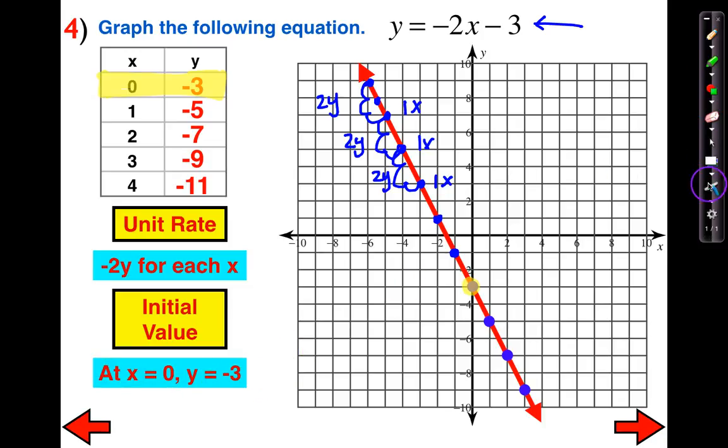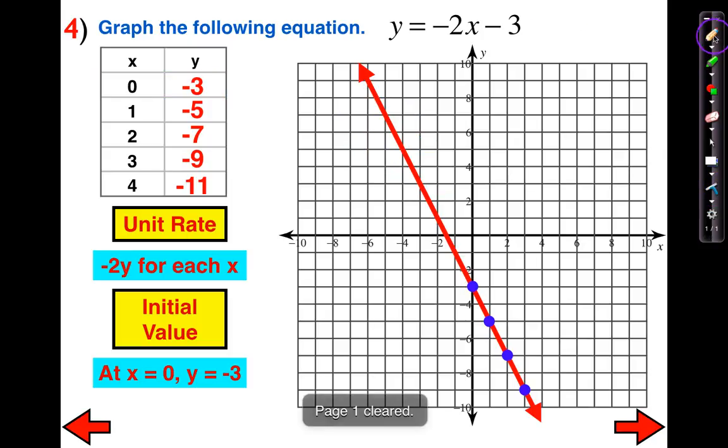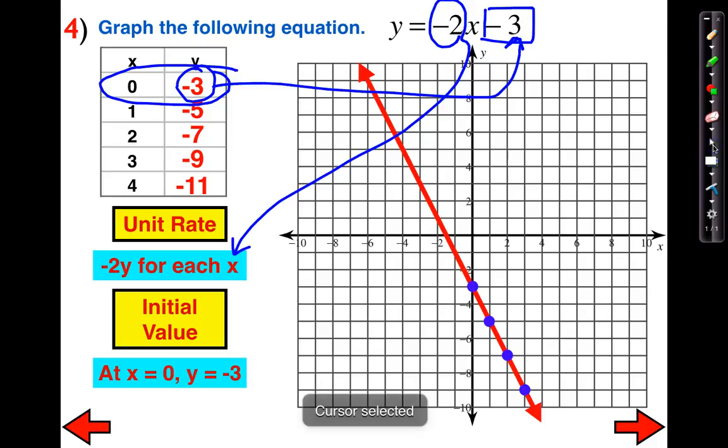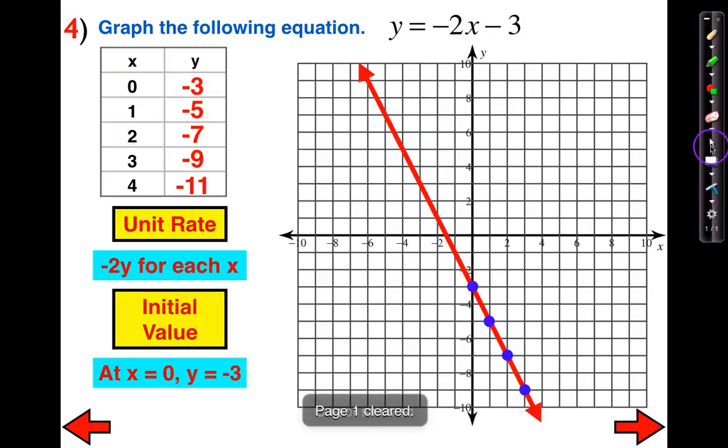But once more, let's go ahead and make those connections. Here, our unit rate is represented here in our equation. It's the numerical value. As for our initial value, this -3 can be found here in our equation. So hopefully you're starting to see the patterns a little bit better and seeing those connections. So we're just going to go ahead and keep moving on.